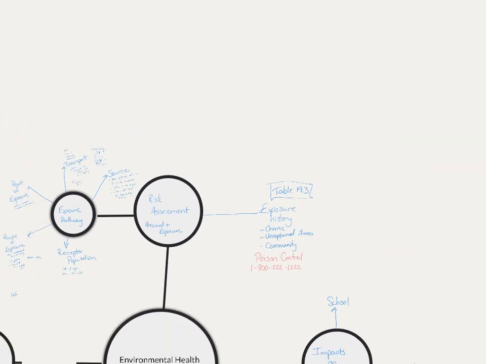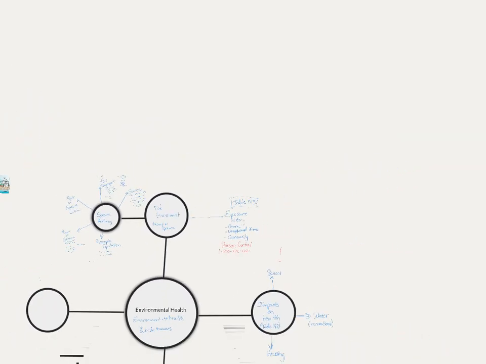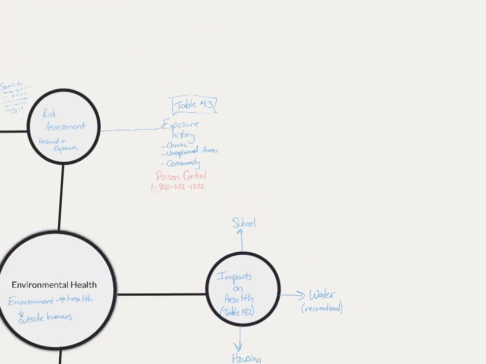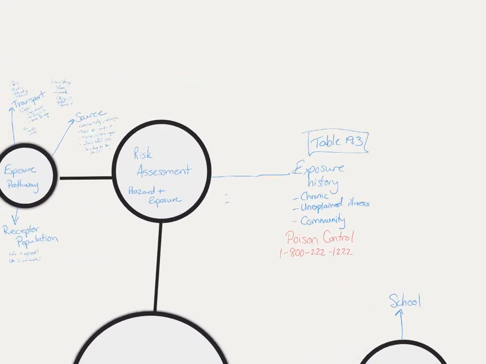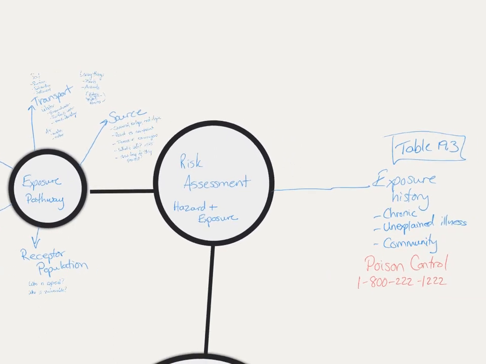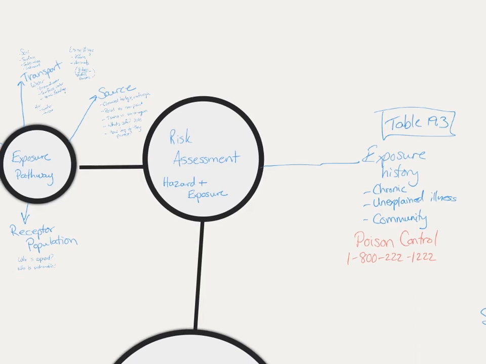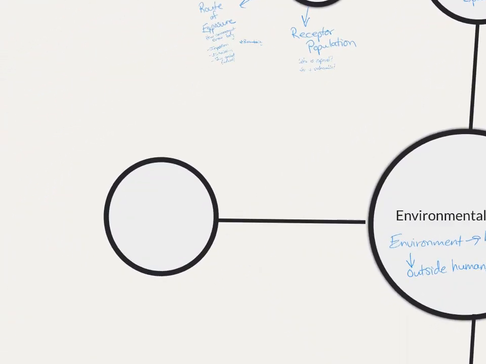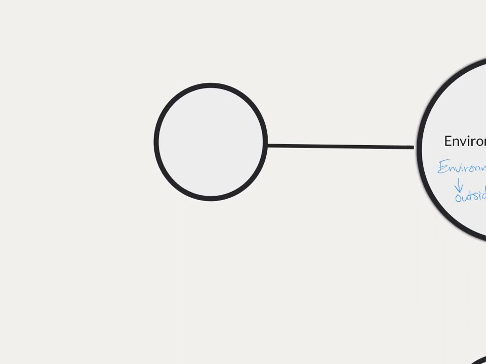Okay, to recap, we're talking about environmental health. We started by talking about the impacts on health. Then we moved to risk assessment, specifically the exposure pathway, and then the exposure history. And now we'll be moving down to talk about interventions if there is an exposure. We can use the levels of prevention here to discuss different ways we might try to intervene.